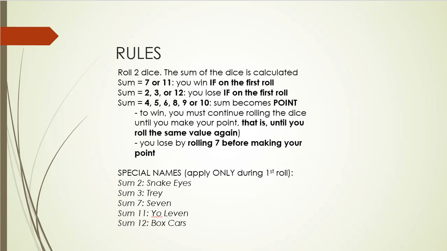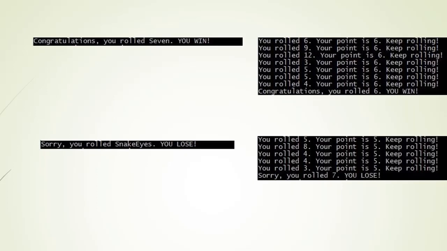So there are 2 ways to win and 2 ways to lose. Here are the examples. If you roll, let's say, 7 on the first roll, the player wins. That's the first example here. Or let's say you roll 6 on the first roll, then that becomes the point. And we will keep rolling.